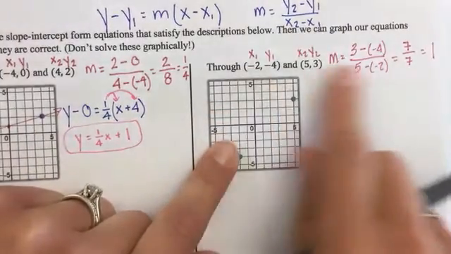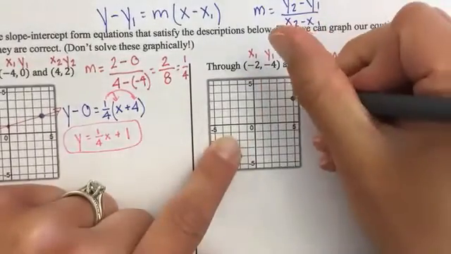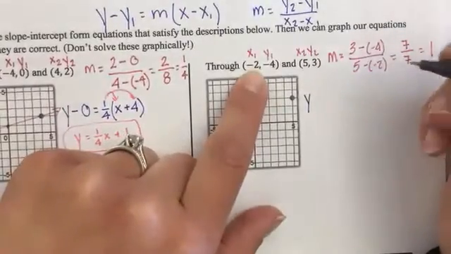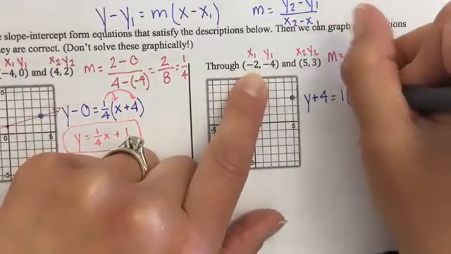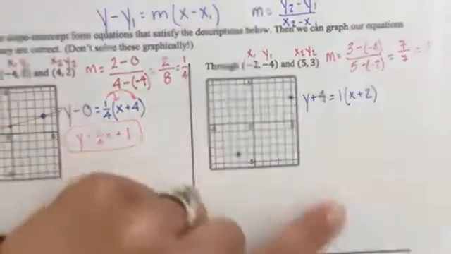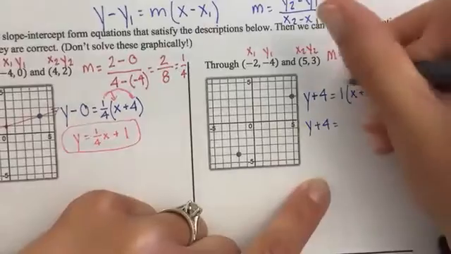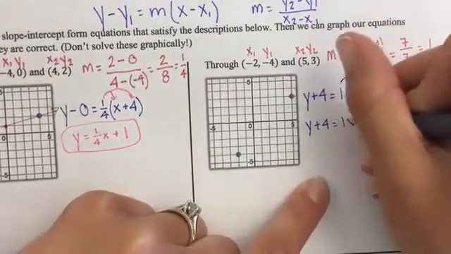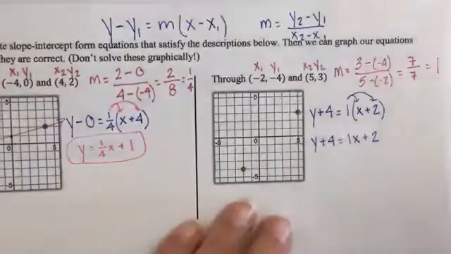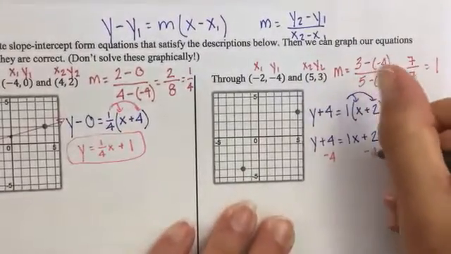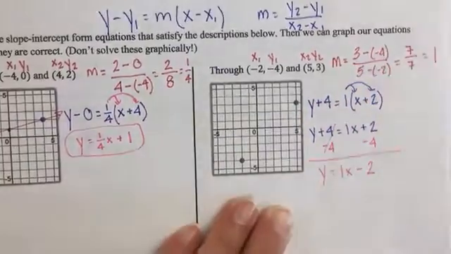Doesn't matter which pair you use. I'm actually probably going to take my first pair because when I put that into my equation, remember if it's a negative, it actually turns to a positive. So this is going to be y plus 4 equals 1 times x plus 2. It's always the opposite of the point when you do those. And then when I distribute 1x plus 2, my last little step then would be to subtract the 4. y equals 1x minus 2.